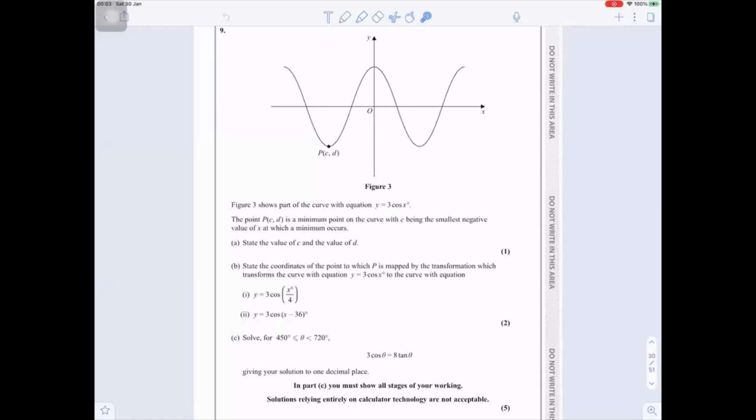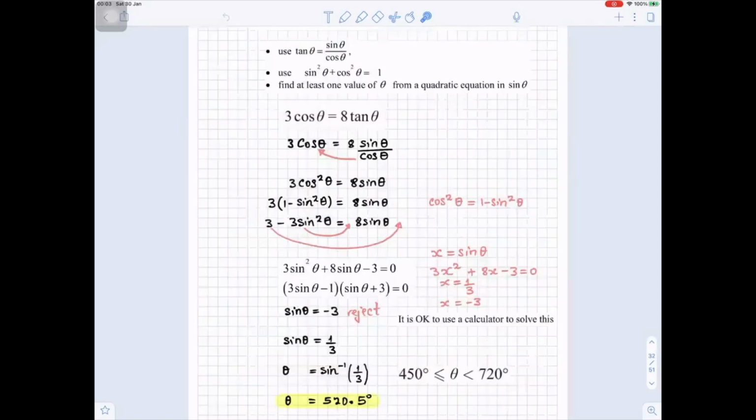Question 9c. Solve for 450 degrees less than theta less than 720, 3 cos theta equals 8 tan theta, giving your solution to 1 decimal place. So to do this question, we're going to use tan theta equals sine theta over cos theta, and sine squared theta plus cos squared theta equals 1. And we're going to find at least one value of theta from the quadratic equation in sine theta.